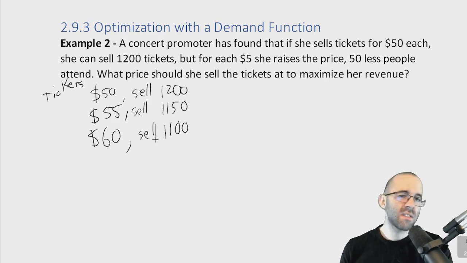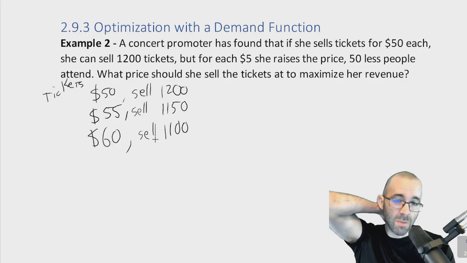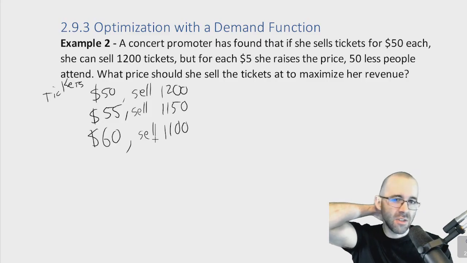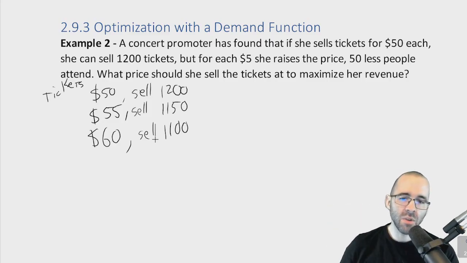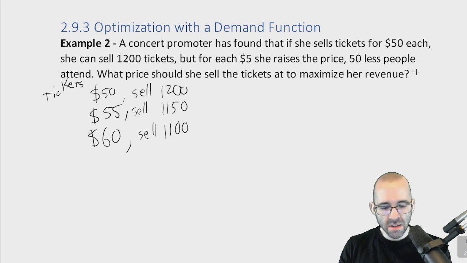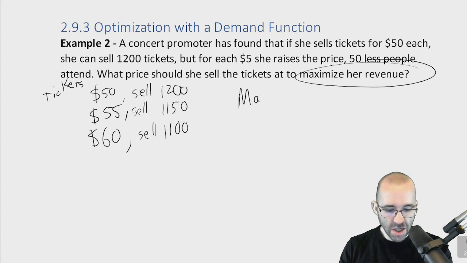Okay, let's assume that there's a linear relationship here. It doesn't actually tell us to assume that. It should tell us to assume a linear relationship or a different relationship. It should tell us what they're looking for, but we'll just assume linear here. So what price should she sell at in order to maximize the revenue? That's our objective function. We want to maximize the revenue.